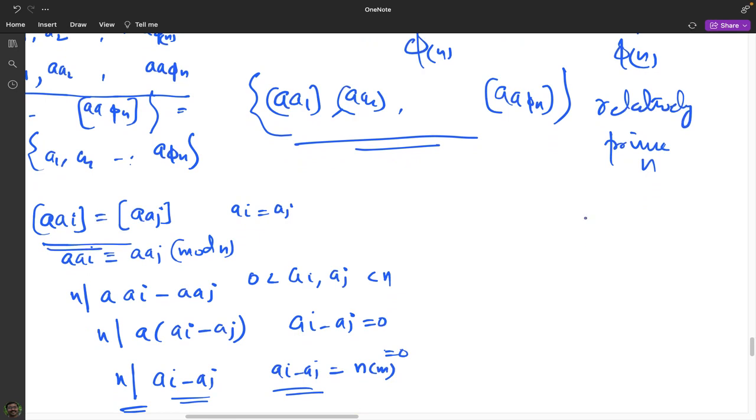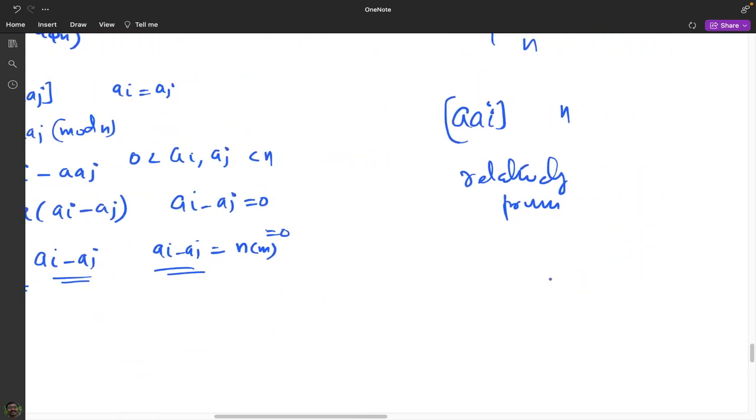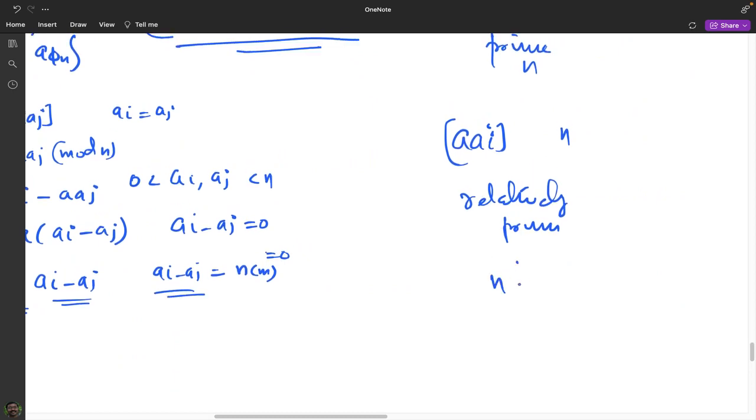Okay, so you take some ai, the remainder of ai, so this is my set here. I will show that this ai and n are relatively prime to each other. Okay, we will show that these are relatively prime to each other. Now tell me, can n divide ai? Can n divide n? So you know that n and a are relatively prime to each other.